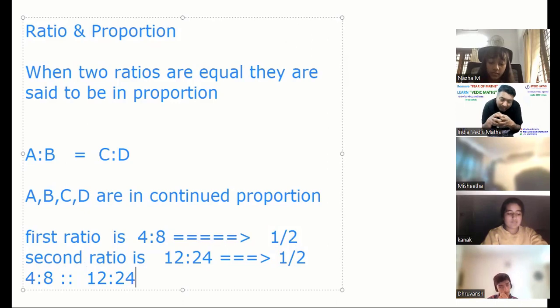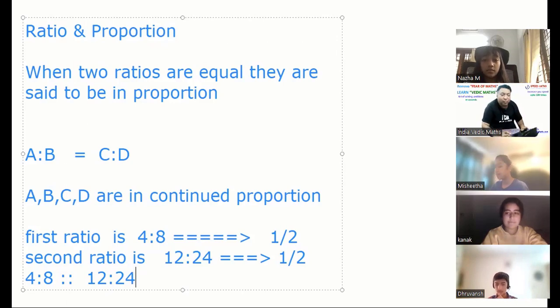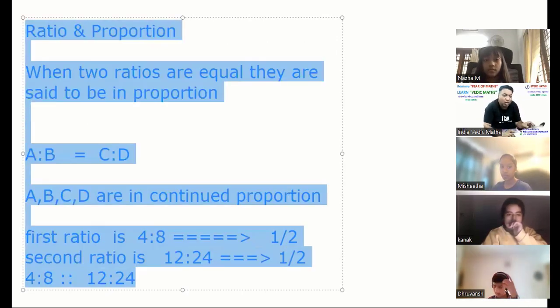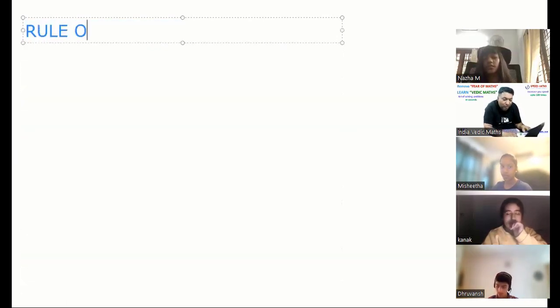That is the basic concept of ratio and proportion. That is a relationship many people don't know. The idea is when two ratios are equal, they are in proportion. Agree? When two ratios are equal, they are said to be in proportion. So how is this useful? It is useful because of something called the rule of proportion.